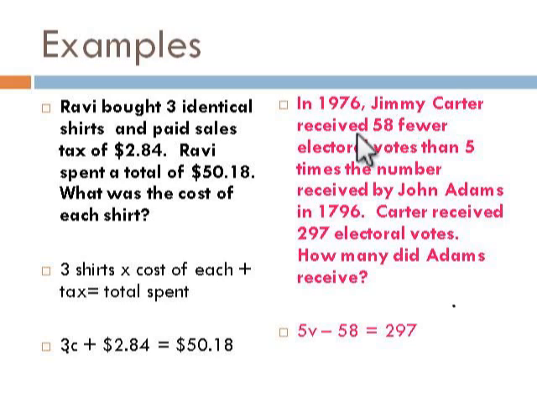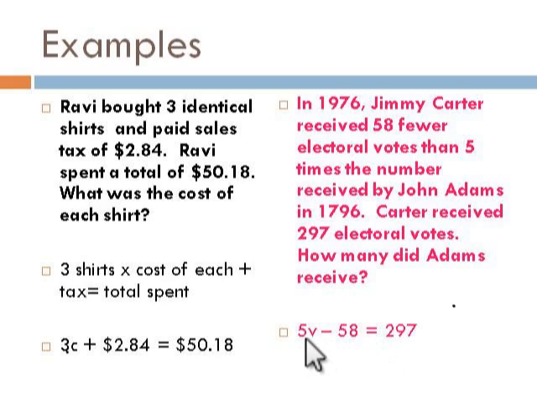What's another way to represent that 297? Carter received 58 fewer. Remember from our glossary, fewer than means switch order subtraction. So minus 58, fewer than 5 times the number that John Adams got. So V is representing the number of votes that John Adams got. And that's what I'm looking for. So how would you solve this?